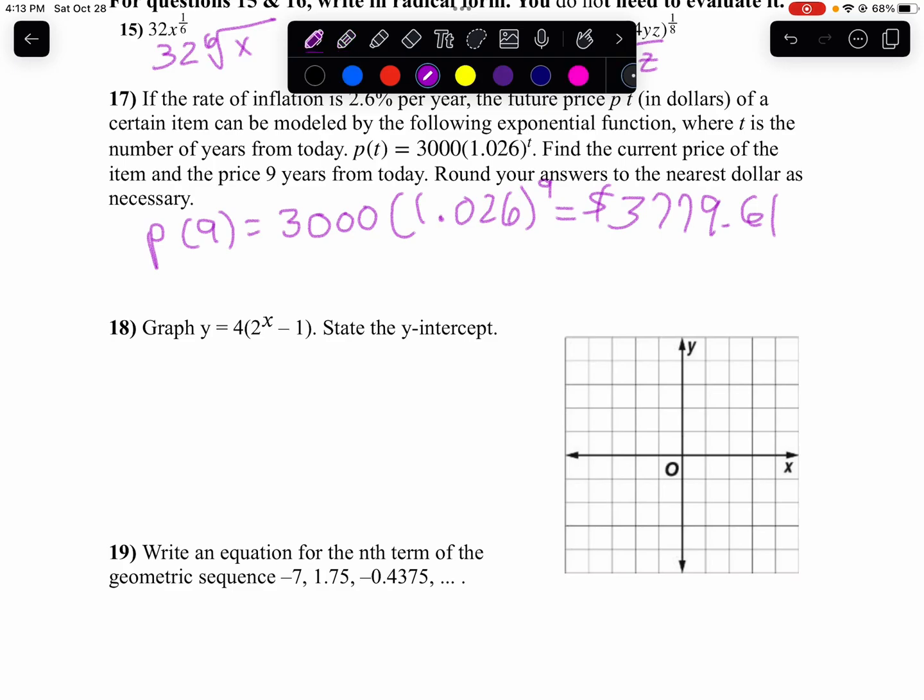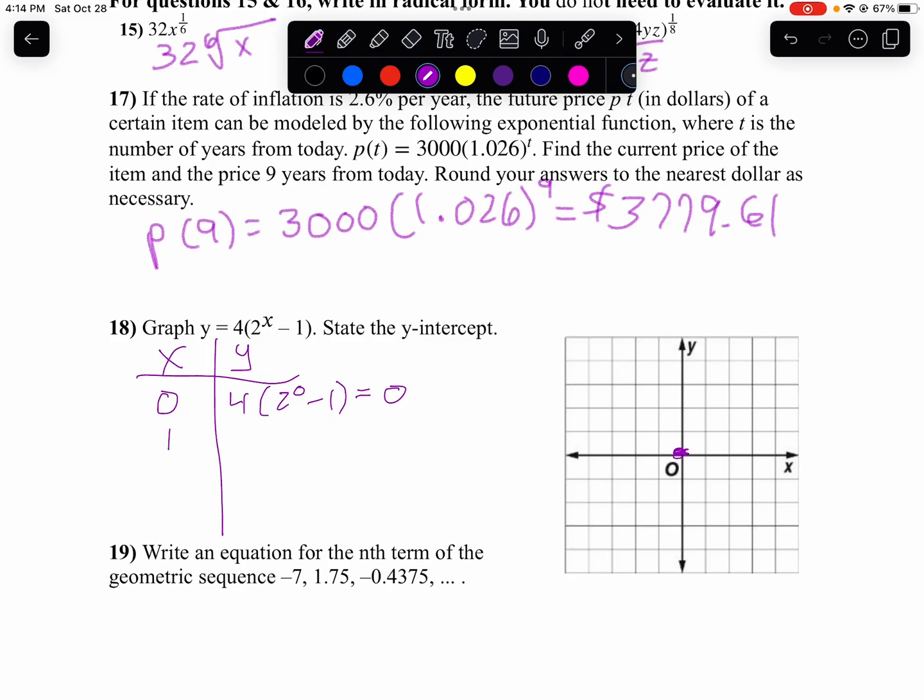Okay. Now on number 18, we want to graph this. So let's make a table, an XY table. We'll graph a few points. I like to do 0 when I see an exponent, because remember now I just replace my x with 0. In fact, I think I'll just do that to show you too. So I'm going to say 4 times 2 to the 0 minus 1. Well, 2 to the 0 is 1. And 1 minus 1 is 0, so my answer is 0. So I want to put a point at 0, 0.